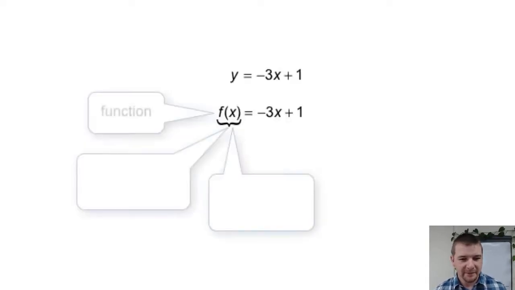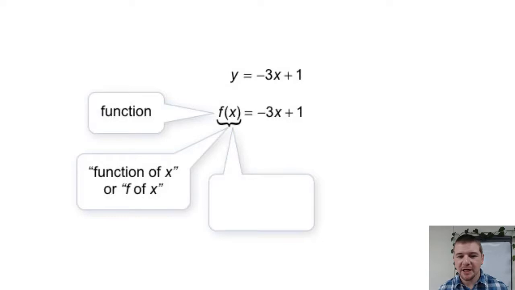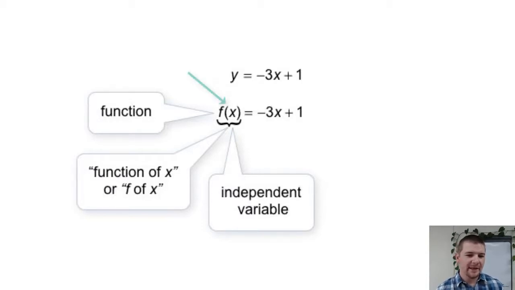So f is called the function. We would say the function f. We can say that f is a function of x, or read it f of x, which is more common. X is the independent variable. And notice another thing that's unique about function notation is that the independent variable shows up on both the left-hand side and the right-hand side of the equation.